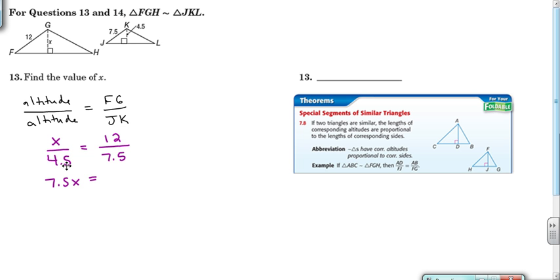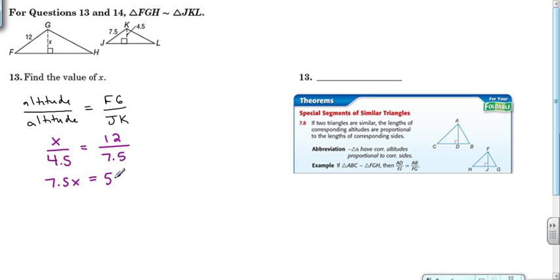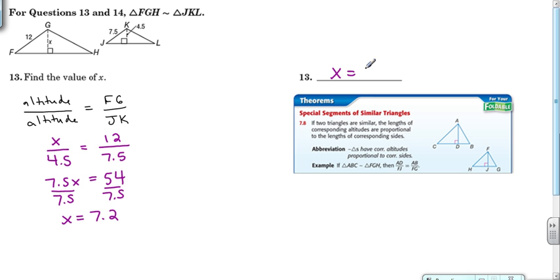So 4.5 times 12 is... 12 times 4 is 48. Half of 12 is 6. That's 54. Then I divide by 7.5. And 54 divided by 7.5 is 7.2. So x is 7.2.